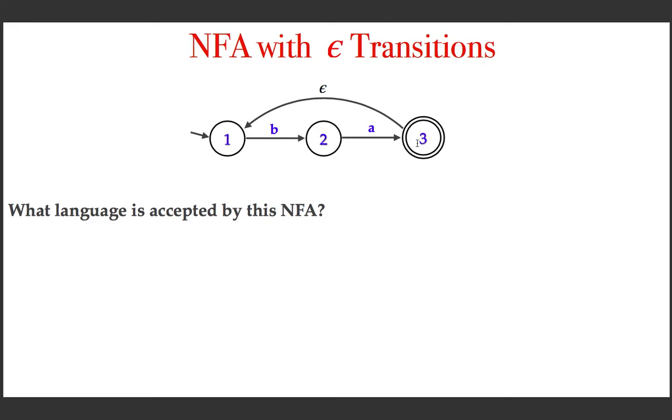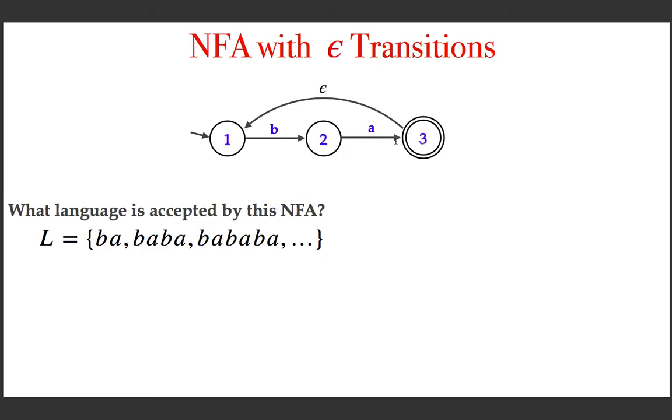We can see that BA will take you from the initial state to the final state, and then the epsilon can take you back. So it can accept one or more BAs. So it can accept BA, 2 BAs, 3 BAs, etc. BA, then back again to the initial state. So any number of one or more BAs. And with this, we can try to formally define an NFA with epsilon transitions.